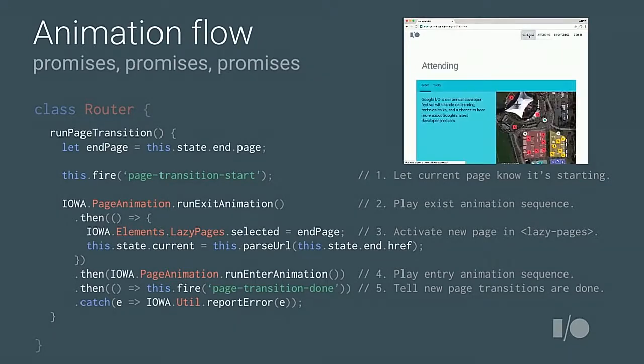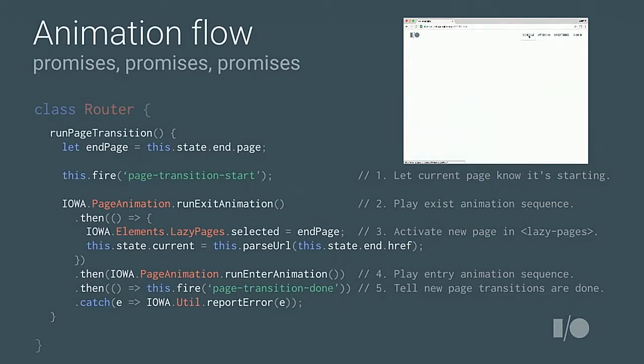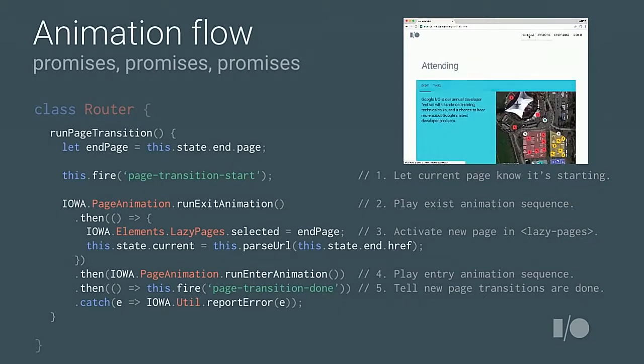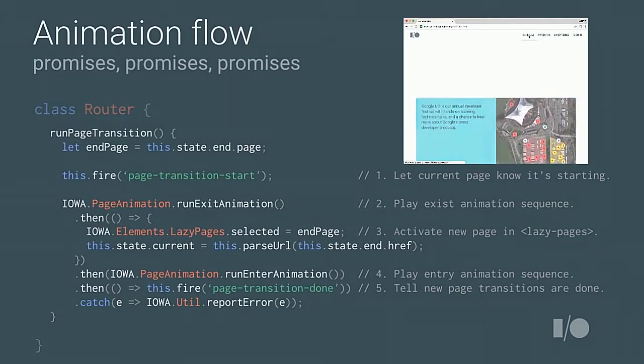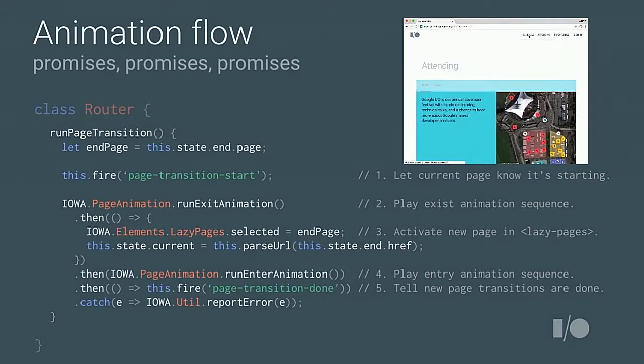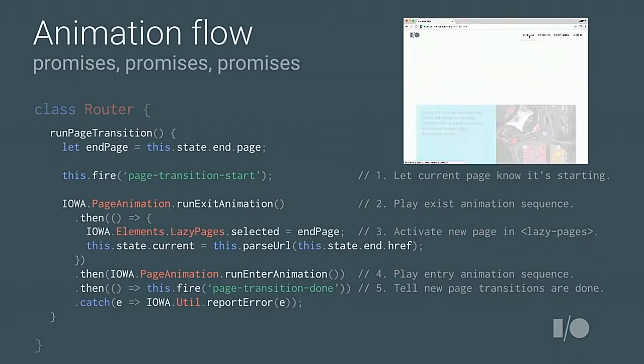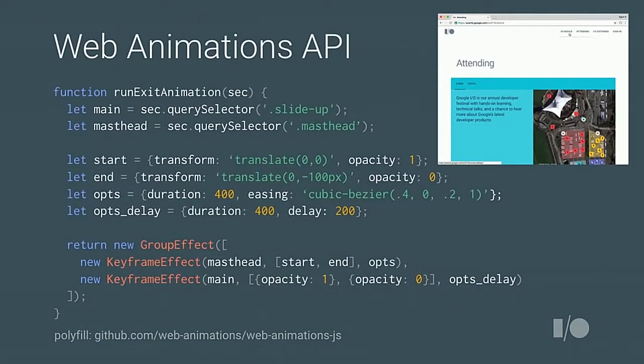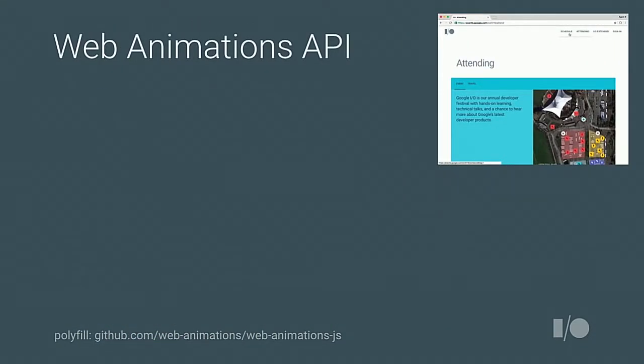In order to run this, we first fire a DOM event. This is just an event we made up, page transition start. And what this does is it tells the current page, hey, this animation is starting, so don't do anything stupid like run a bunch of JavaScript at this point. We want the performance to be really good. The second thing we do is we run this promise sequence. We have this little animation helper library, and that's our Iowa namespace. Very proud of that. And we run exit animation, and that's the thing that's going to fade out the header and drop the content down. So that's what that promise is responsible for. In the next promise, we update state.